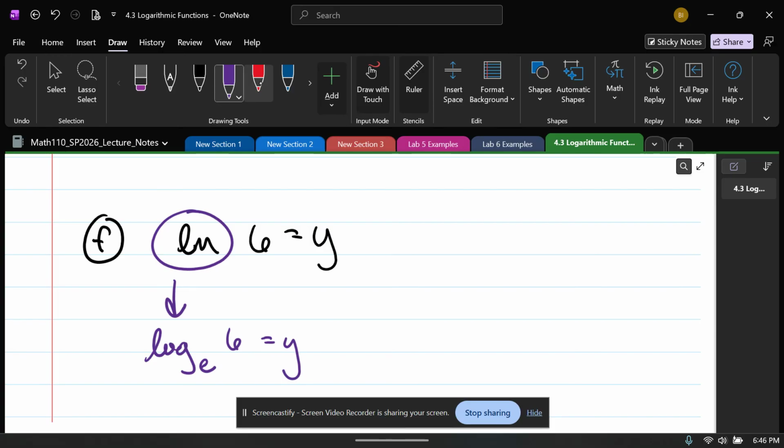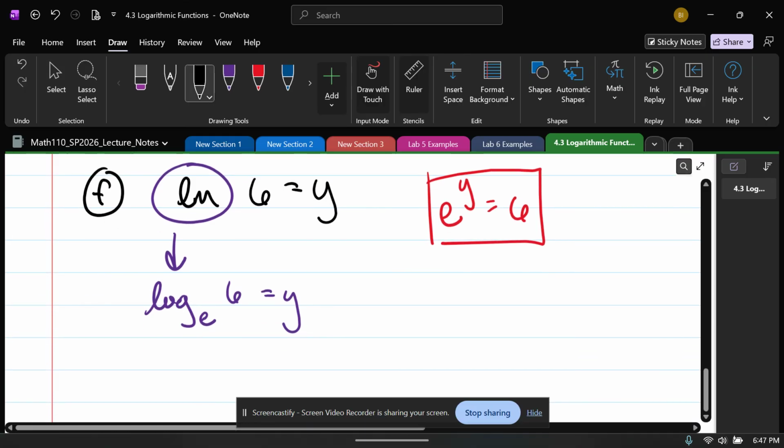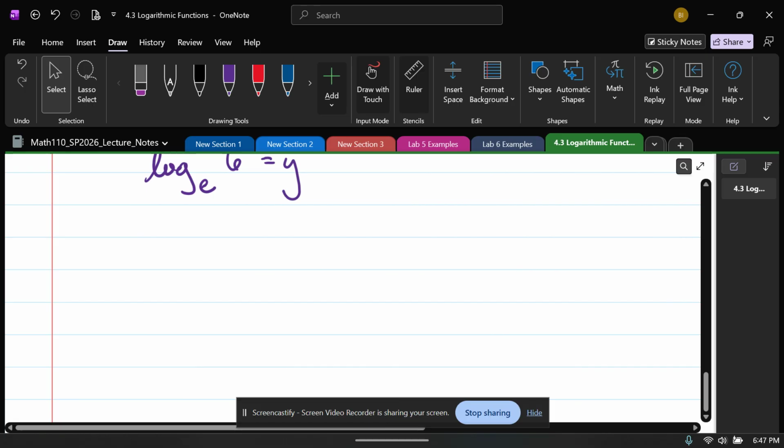But to rewrite that as an exponential, that ln, the base is e. So it's e to the y equals 6. Okay, so being able to rewrite an exponential from a logarithm, that's our first job in 4.3. Our second job in 4.3 is to go the other direction.